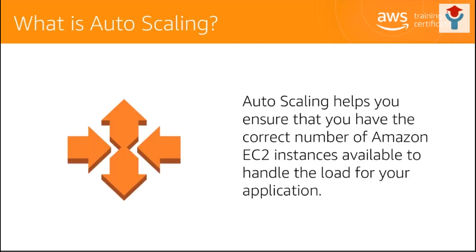So, what is autoscaling? Autoscaling helps you ensure that you have the correct number of EC2 instances available to handle the load for your application. Using autoscaling removes the guesswork of how many EC2 instances you need at a point in time to meet your workload requirements.